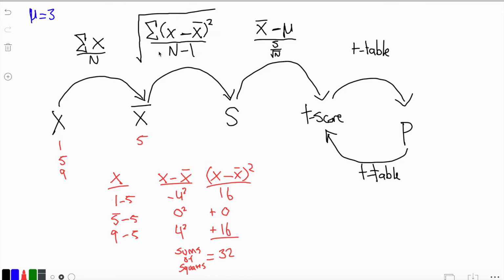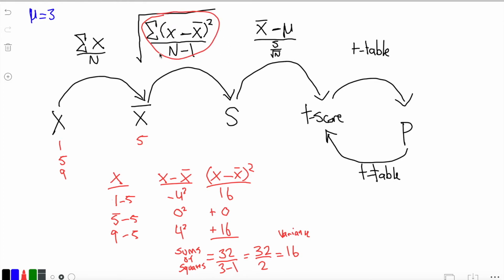The next thing we're going to have to do is divide that by n minus 1. Now remember, n corresponds to how many observations we have. So we have 1, 2, 3. So we're going to divide this by n minus 1, so 3 minus 1. So that's going to give us 32 divided by 2, which means 16. And this is now our variance. And that constitutes this entire equation within the square root.